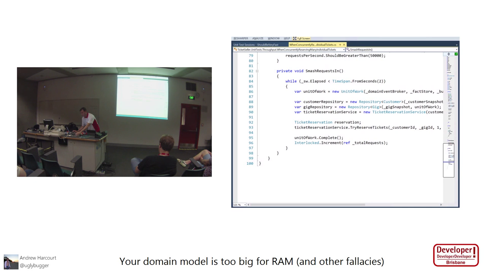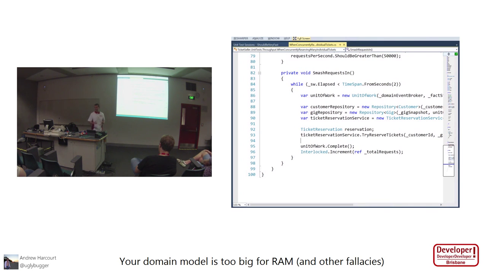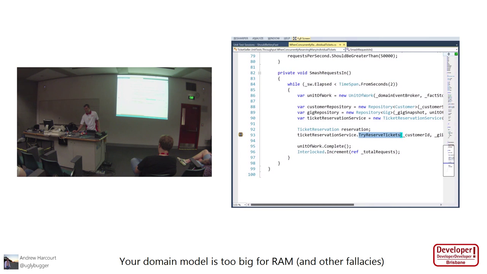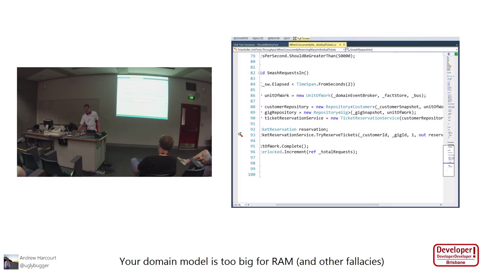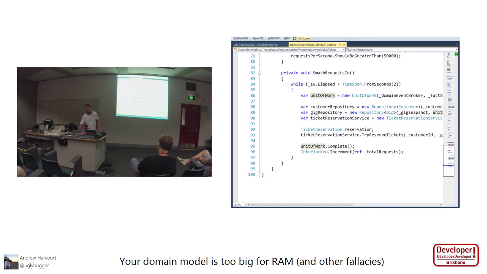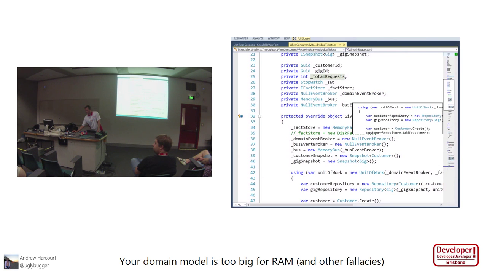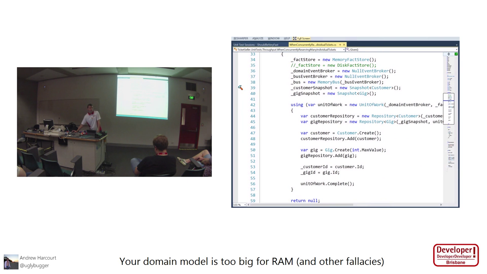So what we're going to do is every single unit of work, every single transaction, we are going to new up a customer repository, a gig repository, and a ticket reservation service. This is emulating what an IOC container is going to do for us. We're going to call our ticket reservation service and say, try to reserve some tickets for my customer ID and my gig ID. We're going to complete our unit of work and then call Interlocked.Increment and pass a reference to our total requests. The reason I'm calling Interlocked.Increment rather than just totalRequests++ is because we are smashing these requests in based on the number of CPU cores we have in this machine, which according to this will be 8. So let's do that.